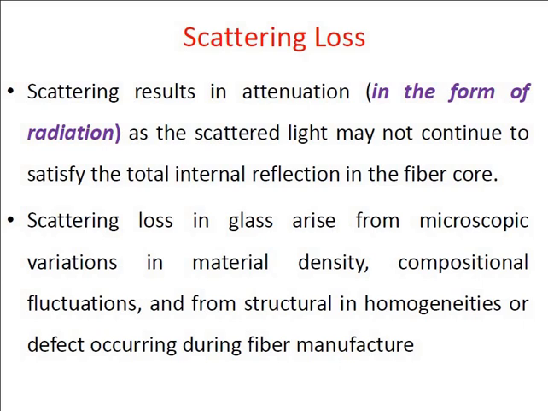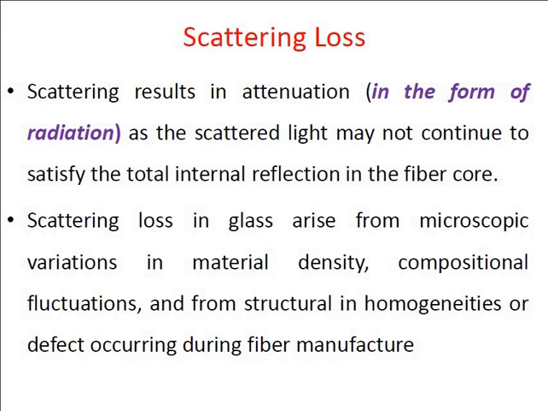And next loss is the scattering loss. So what is scattering loss? Scattering also results in attenuation. It is a form of radiation loss. It occurs due to the following factors: microscopic variations in material density, compositional fluctuations, structural inhomogeneities, and structural defects occurring during fabrication. These are some of the factors which cause scattering losses.